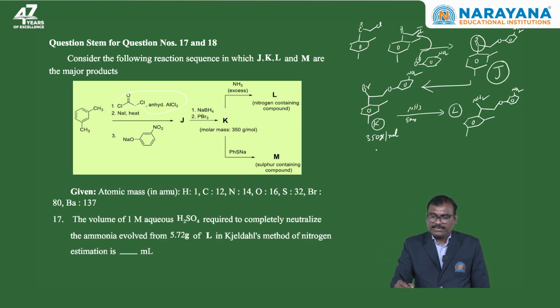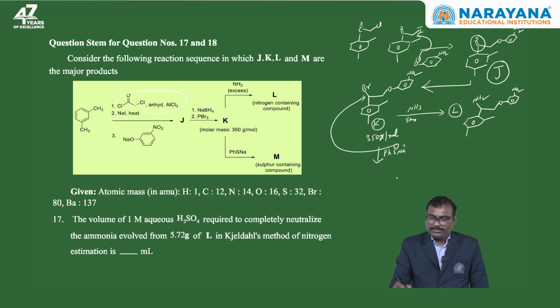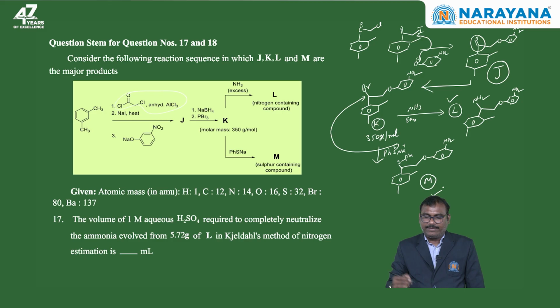And now which one? PhS minus Na plus. That means again here also nucleophilic substitution may occur. That means the compound gets S, Ph, O, NO2, methyl. This is the compound M. This is the L, this is the M.